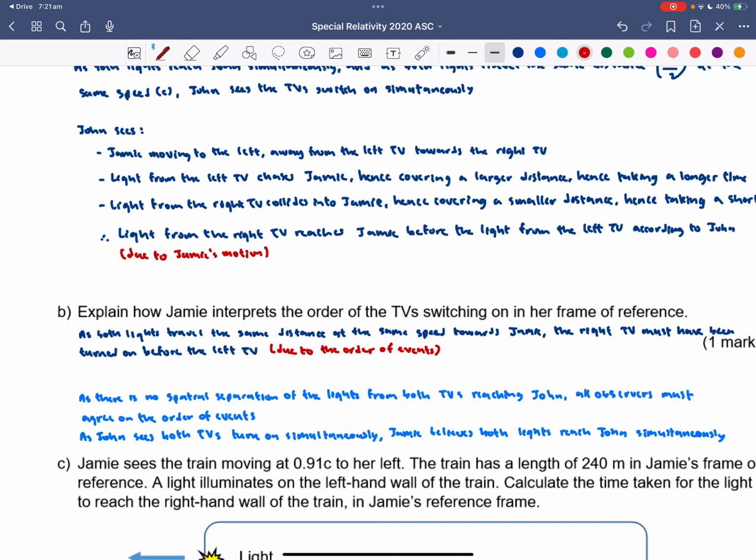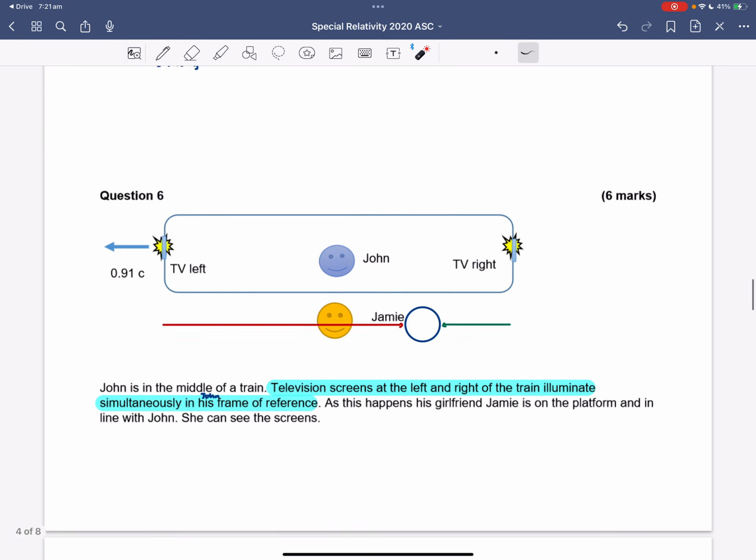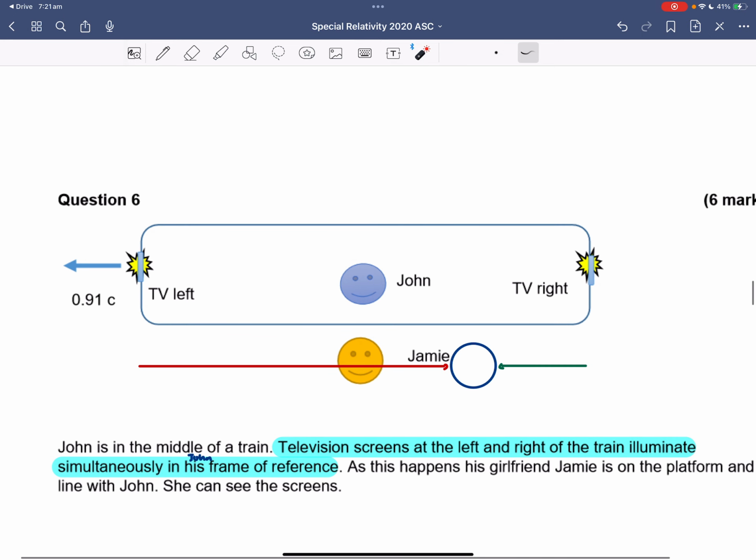Obviously, if there's no spatial separation from both TVs, of the lights from both TVs reaching John, they both agree on the order of events. But here's what's so special. So we agree Jamie thinks that John will see both lights at the same time. Now, Jamie thinks John is moving to the left. Jamie thinks John will be here soon. So here's the thing. Jamie thinks that this right light turns on first and chases John.